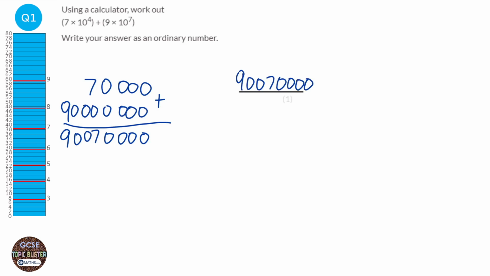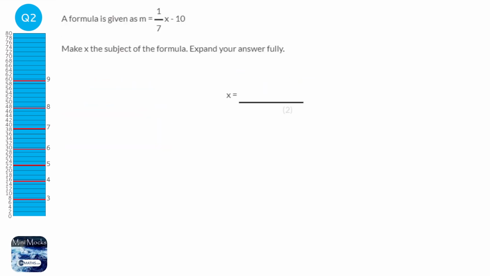Some people think there's a quick way of doing this, like adding the 7 and the 9. There isn't. You've just got to work out what this number is, work out what this number is, and add them together. So I'm going to start just by writing out the equation. And I can put my lines in.